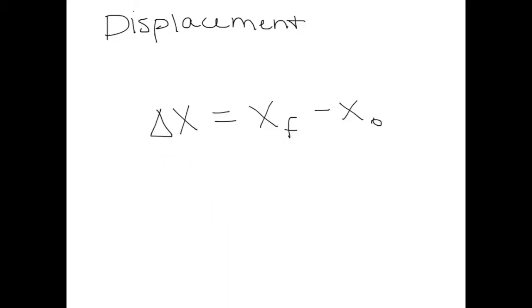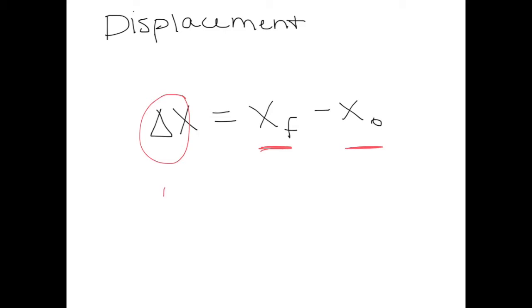Once we know the frame of reference that we're using, a key variable in studying motion in one dimension is displacement. Displacement, which we write as delta x, is the distance between the final position, x final, of the object and the initial position, x sub o. This value can be either positive or negative depending on the direction in which the object is moving.